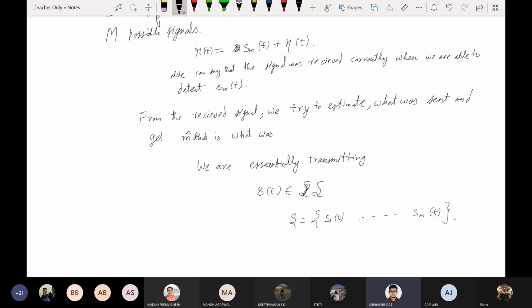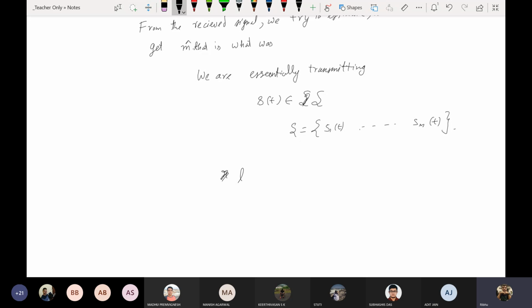Sir, this looks like we are trying to estimate the signal from the current received signal only. Right now I'm talking about transmitting. Okay, so we are transmitting one out of these signals. Yes, sir. And therefore, let's say we transmitted SMT. Then RT will be SMT plus eta t, right?